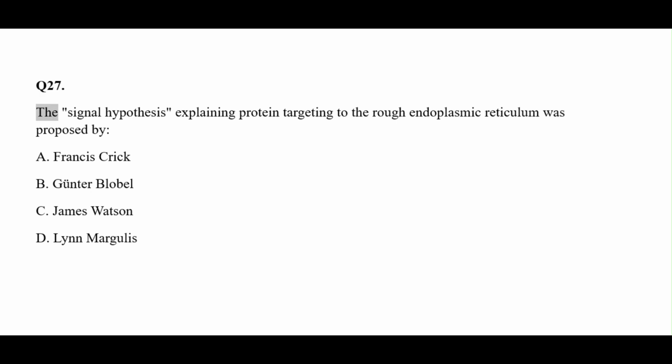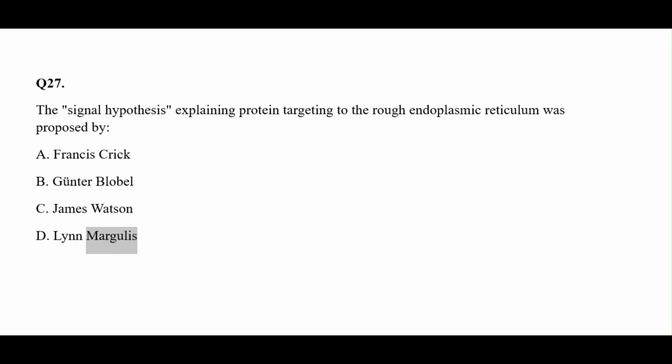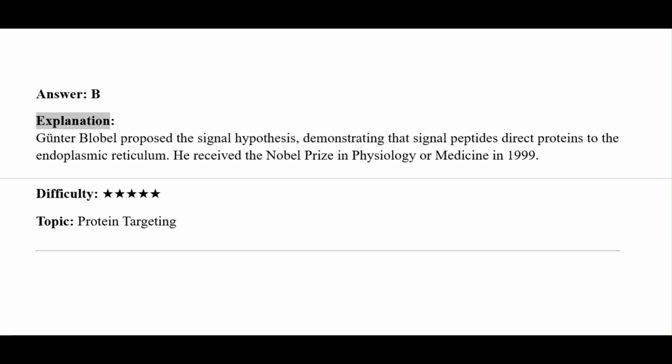Q27. The signal hypothesis explaining protein targeting to the rough endoplasmic reticulum was proposed by A. Francis Crick. B. Günter Blobel. C. James Watson. D. Lynn Margulis. Answer, B. Explanation. Günter Blobel proposed the signal hypothesis, demonstrating that signal peptides direct proteins to the endoplasmic reticulum. He received the Nobel Prize in Physiology or Medicine in 1999.